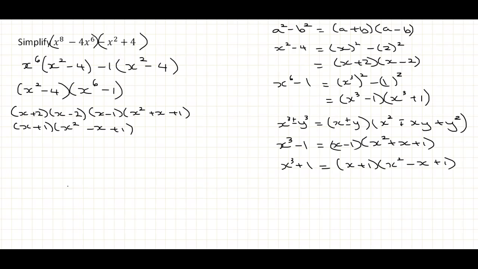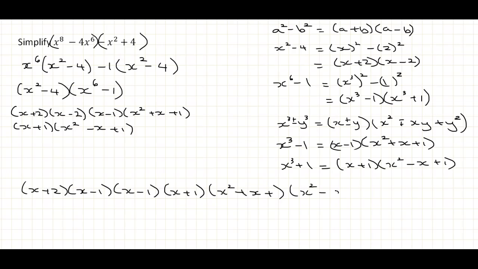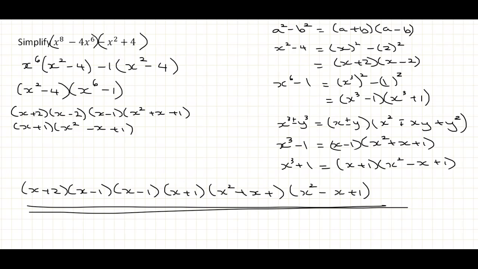So let's go ahead and write the whole expression. Let's write all our factors out. So we have x plus 2, x minus 2, x minus 1, x plus 1, x squared plus x plus 1, x squared minus x plus 1. So these are the factors of that expression.